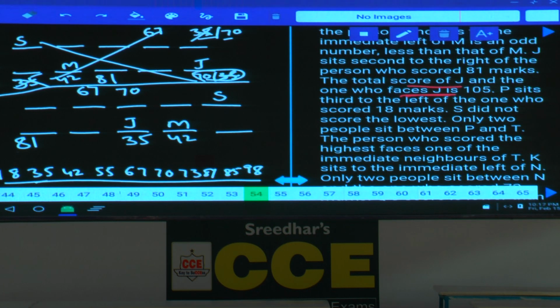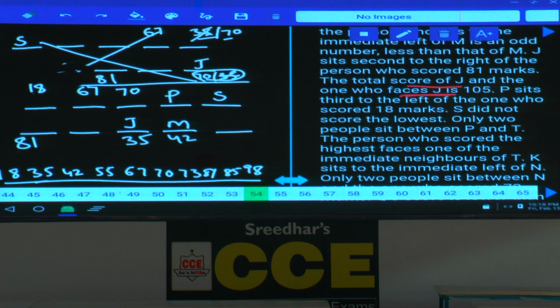Clear now? Then in the second case, P sits to the left of the one who scored 18. Now P must be at this place only, that is the only point, because of the left. P sits to the left of the one who scored 18 marks, and the one who scored 18 marks must be at this place only. Are you following this one or not? Hence the one who scored 18 must be here, and P must be here.